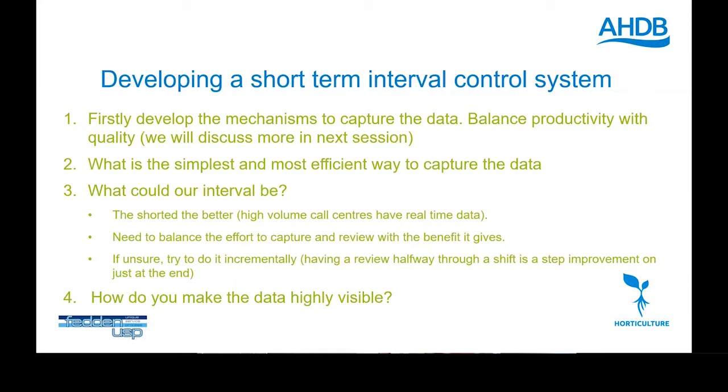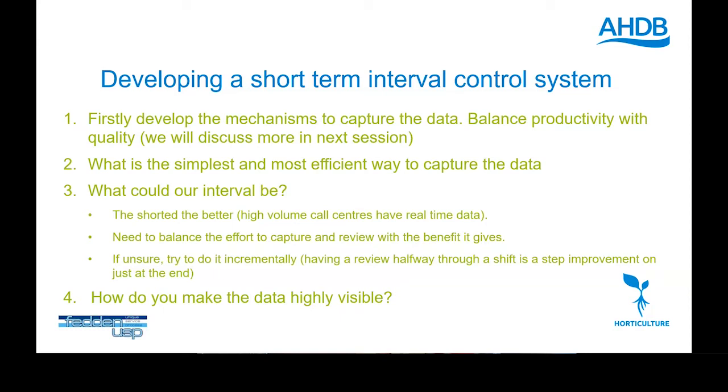Don't have a massive report that someone has to fill in all the time, because the reality is it takes away from production, and secondly they probably won't do it accurately. So: simple, easy mechanisms to capture the data.